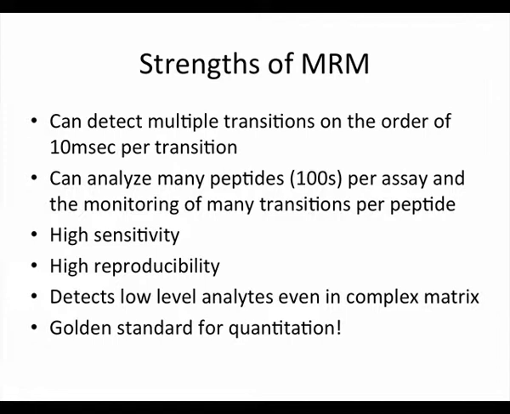So when I say many transitions per peptide, that means that you can look at 3 of the fragment ions for every peptide you put in. So you fragment a peptide, and then you can select for 3 fragments, 3 transitions, and then record those, essentially. Does that make sense? Okay. So it's really sensitive and reproducible, and it's able to detect low levels even in pretty complex matrices. And right now it's considered the gold standard for quantitation.